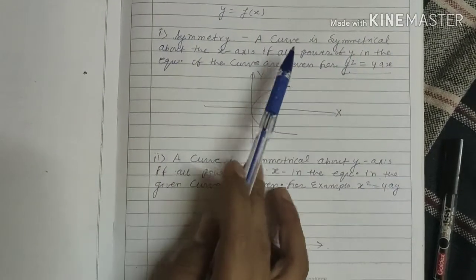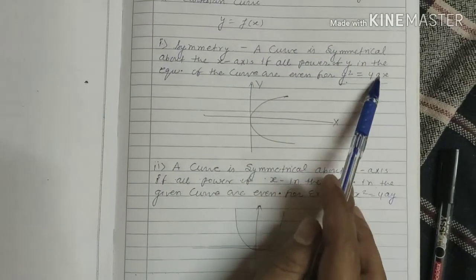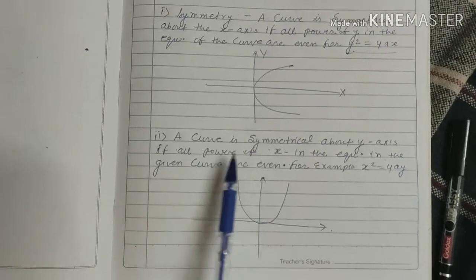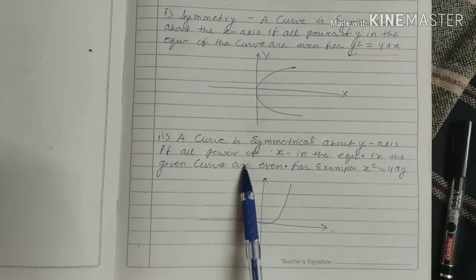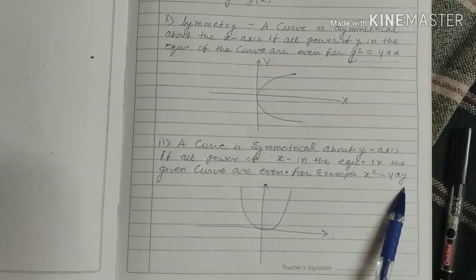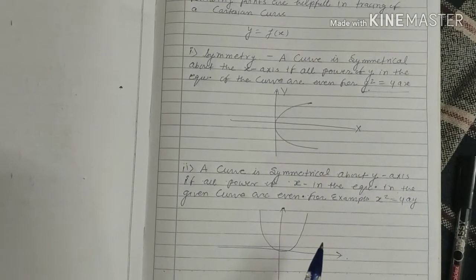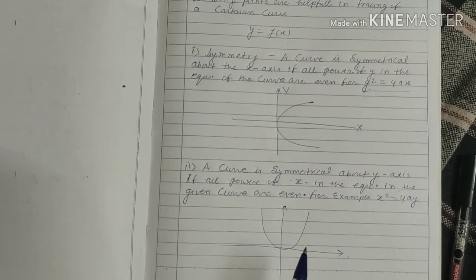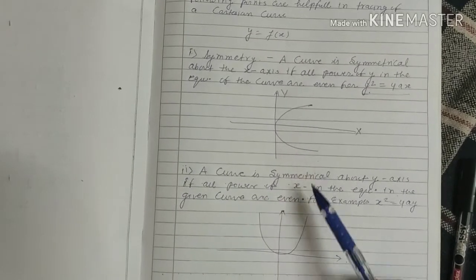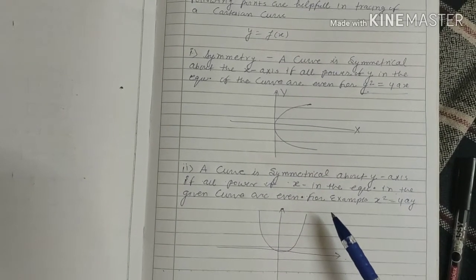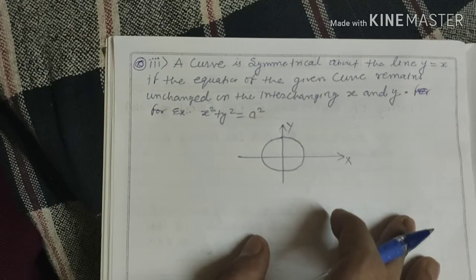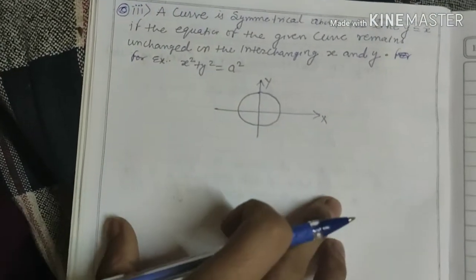So there are 2 points. A curve is symmetrical about the x-axis if all the powers of y are even, for y square equals 4ax. And a curve is symmetrical about the y-axis if all the powers of x are even, for example x square equals 4ay. The parabola y square equals 4ax is parallel to the x-axis and x square equals 4ay is parallel to the y-axis, so this one is symmetrical about the y-axis and that one about the x-axis.